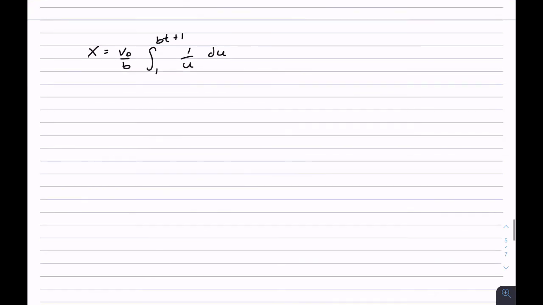Well, what is the integral of 1 over u? That's something that we all know. It's going to be the natural logarithm of u. So now we're left with v naught over b times the natural logarithm of u evaluated from 1 to bt plus 1. Let's just box this in. So now we have v naught over b times ln of bt plus 1 minus ln of 1.